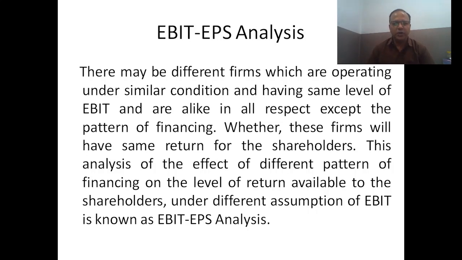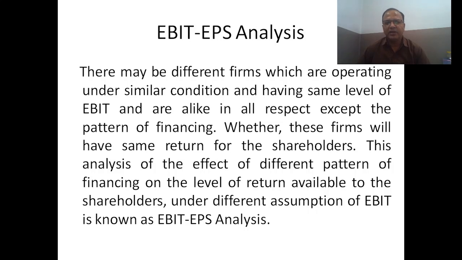So in a nutshell, you can understand it this way: suppose there is an organization and it needs rupees 50 lakh. Now it has different options. It may collect rupees 50 lakh by issue of equity, option number 1. Option number 2, it may collect rupees 50 lakh by issue of debenture. Option number 3, it may collect rupees 50 lakh by bank loan. Option number 4, it may collect 50 lakh rupees by preference share.